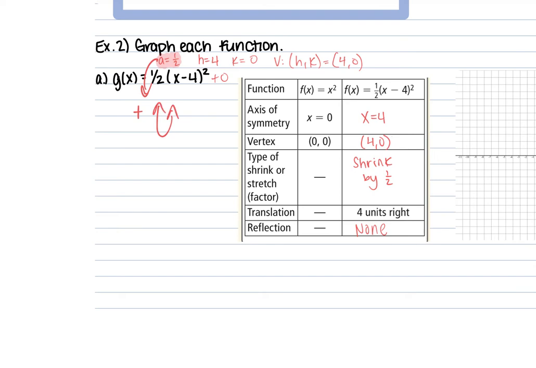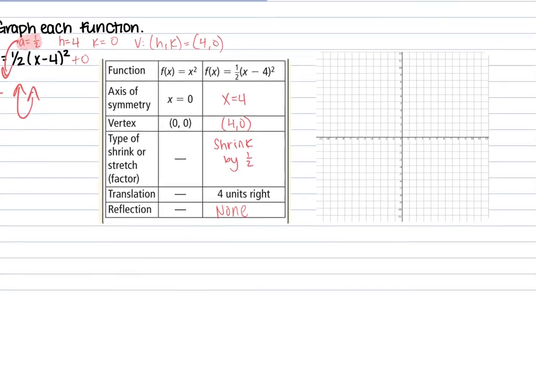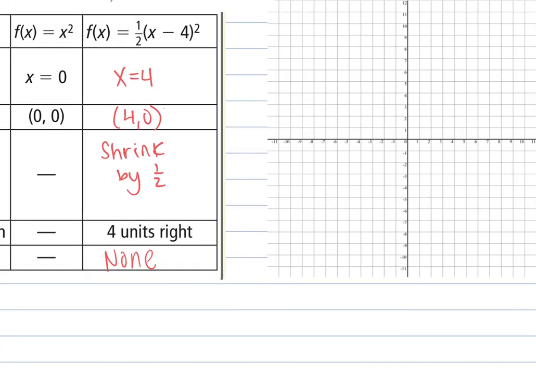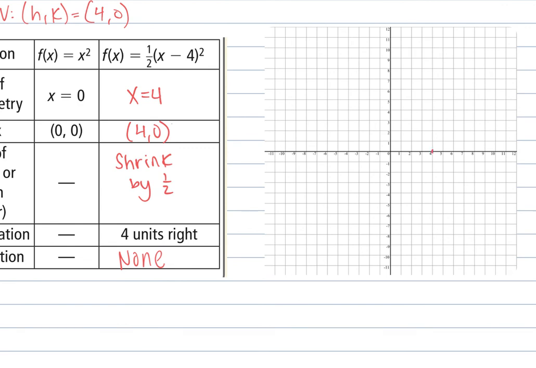How did you get x equals 4? Just the H value. So X equals your H value. Okay? All right, so let's go ahead and graph it. My vertex is at 4 comma 0. So go 4, 0, put a dot. And then my axis of symmetry is going to be a vertical line through that point. Are we all okay with that point being the vertex? Yes?